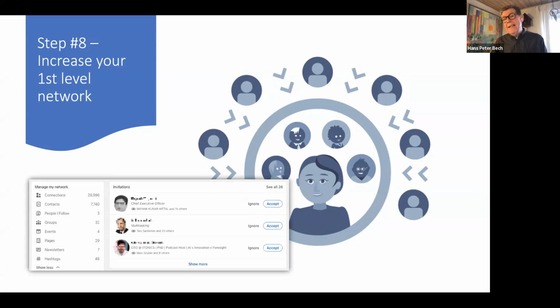Spending time qualifying each connection may not seem so important when you only have a few thousand connections, but still, as you approach 30,000 connections, which is the max, and I am at the max right now, then it does become an issue. And with the hack that I've just explained to you here, 30,000 connections is not unrealistic within a couple of years. So in short, use a robot to expand your first level network with quality connections.